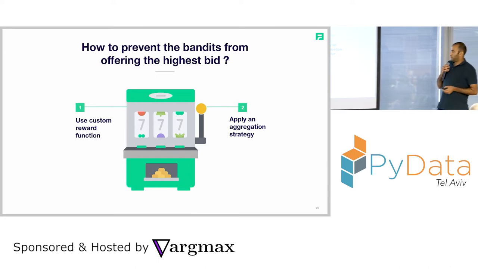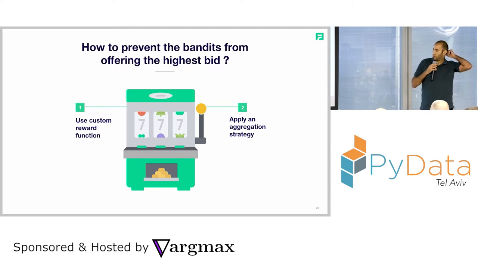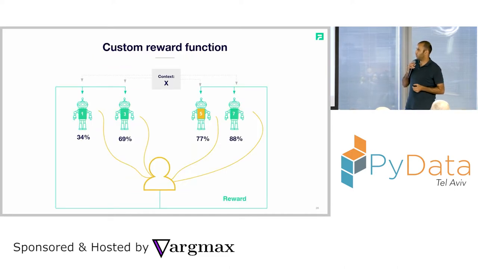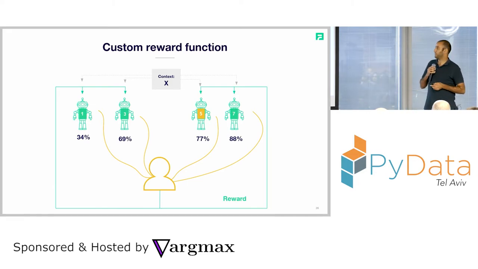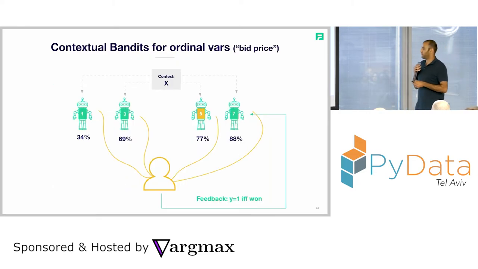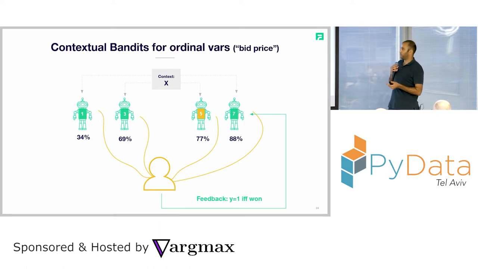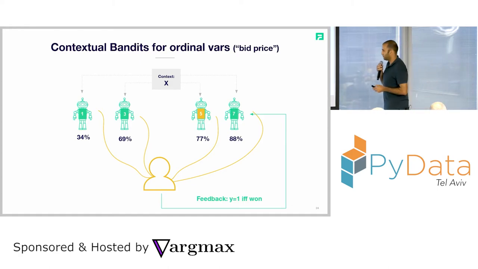So method number one of preventing this phenomenon can be using some kind of a custom reward function. And method number two is applying some kind of an aggregation strategy, and we'll walk through them now. Cool, custom reward. So custom reward function basically means that, compared to the old schema, where we're just updating the relevant model that had won or had been used during the last auction, in case of winning or losing the auction, we update that particular model.